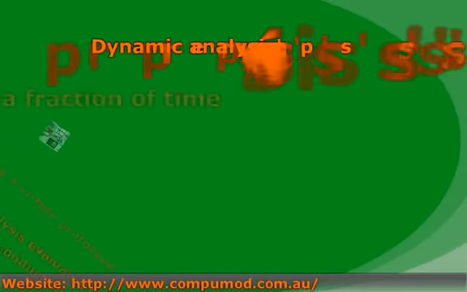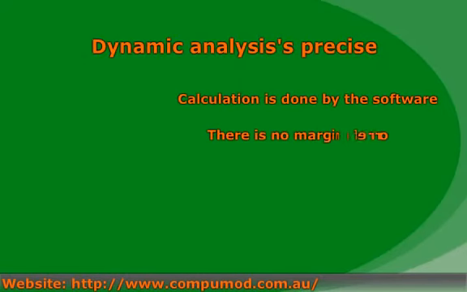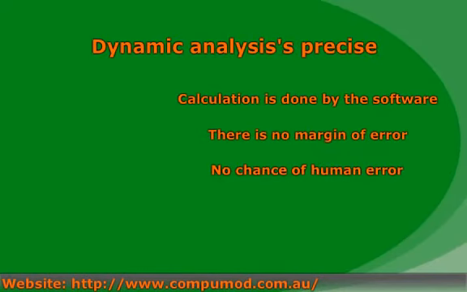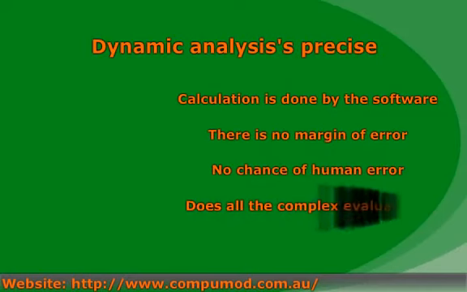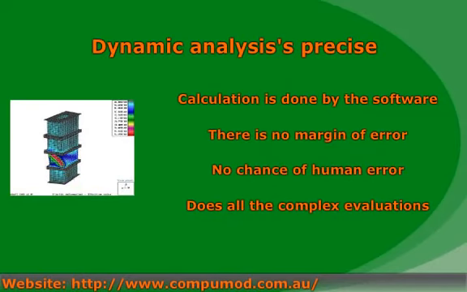Dynamic analysis is precise. The calculation, being done by software, is accurate and there is no margin of error. There is scope for human error if the calculation is done manually. Here, the chance is completely absent. The software does all the complex evaluations like kinematic motion and interference between parts.